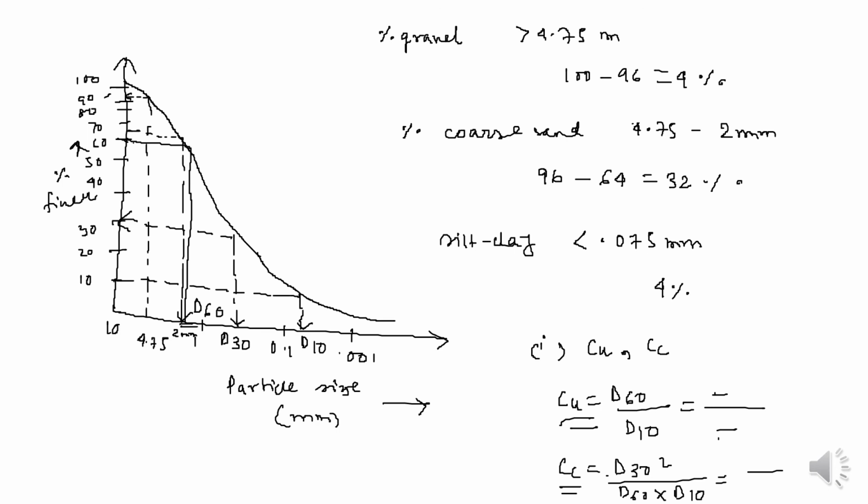So that's all for this lecture. In the next lecture we will talk about index properties, which are more relevant for fine grained soil. We will talk about the consistency of fine grained soil and the Atterberg limits. So see you in the next lecture. Thank you.